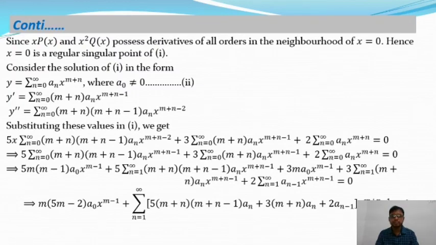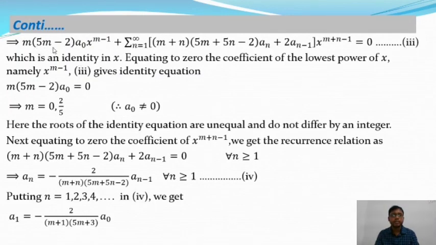Now this equation implies 5(5m minus 2) into a0 x to the power m minus 1 is the first term, plus the summation n equals 1 to infinity of (m plus n)(5m plus 5n minus 2) into a_n plus 2 into a_(n minus 1), x to the power m plus n minus 1 is equal to 0, and we can write it as equation number 3. And which is the identity in x, so equating to 0 the coefficient of the lowest power of x, that means x to the power m minus 1.